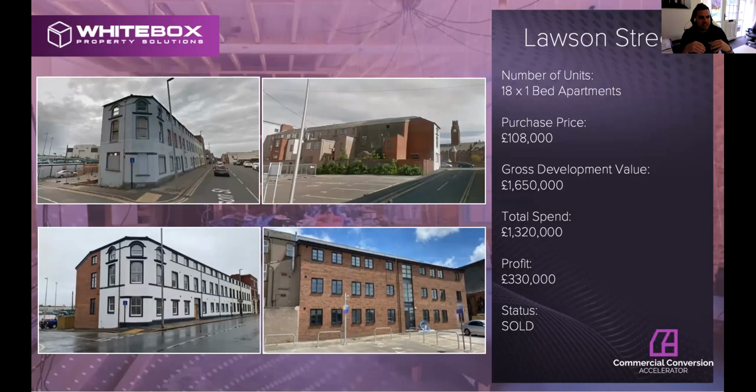So we managed to get an extra 6 flats in what would have been the courtyard garden area of those old houses. So we actually got full planning on this. So that was worth 1.6 million. We purchased it for £108,000, and profit on that is about £330,000. So bigger spend than we anticipated, but again, £330,000 is a life-changing sum of money for a lot of people as well. And that sold in the middle of last year.